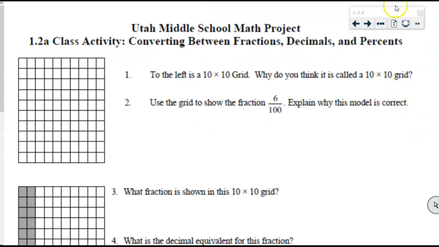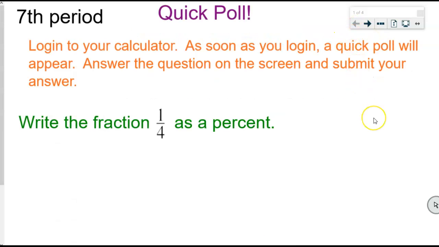Today's lesson is Utah Middle School Math Project 1.2a, which is converting between fractions, decimals, and percents. We're going to see how much you know with this warm-up, where I ask you to convert the fraction 1/4 to a percent. Now, there are lots of ways that we could do this. Here's the way that I think is the very best.